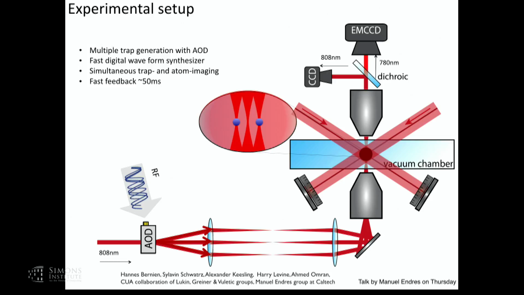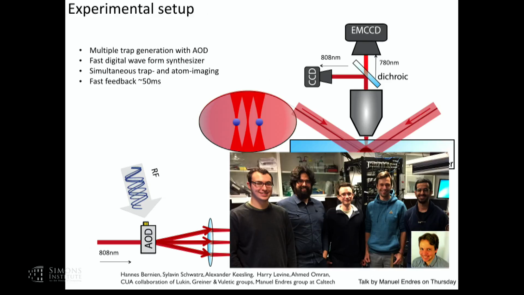Then we take these components and focus them into a vacuum chamber with an objective, and have a second objective which takes a picture of these atoms, activates a feedback circuit, sorry, and rearranges these atoms in the chamber as discussed. So this is a relatively small team, which we started maybe 3 or so years ago.